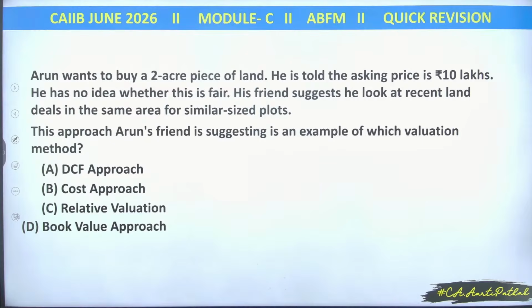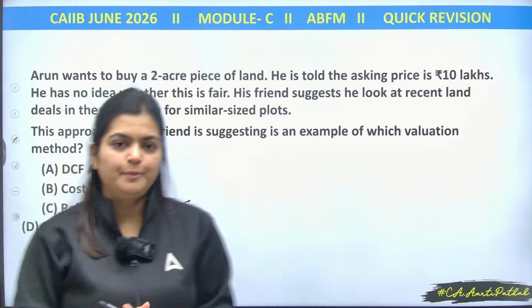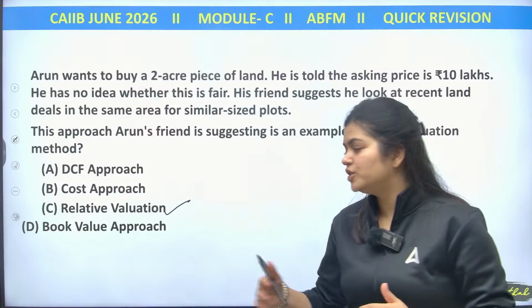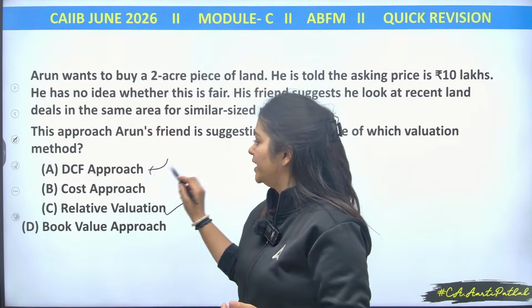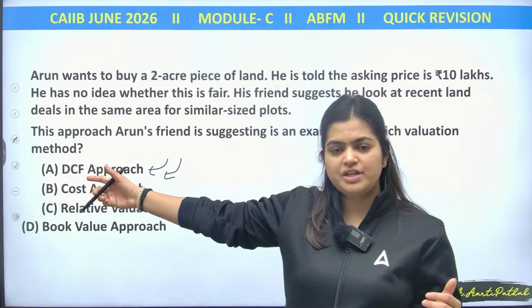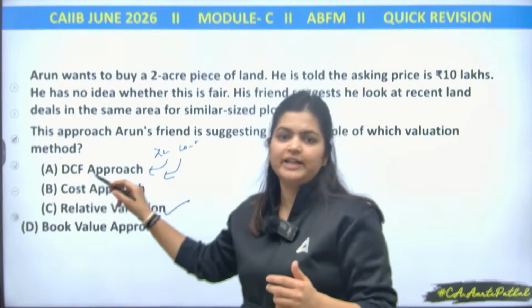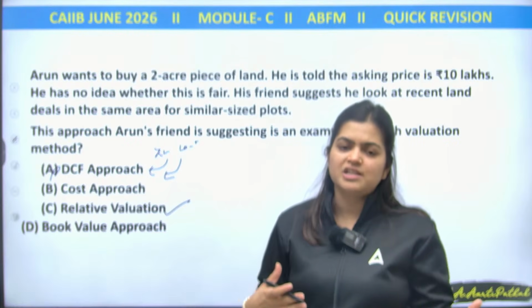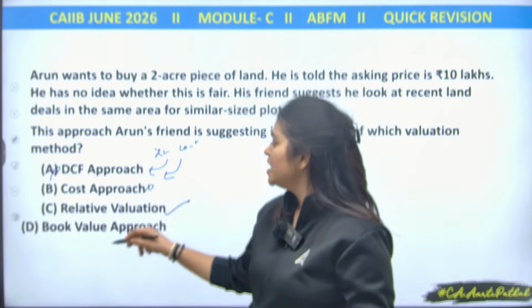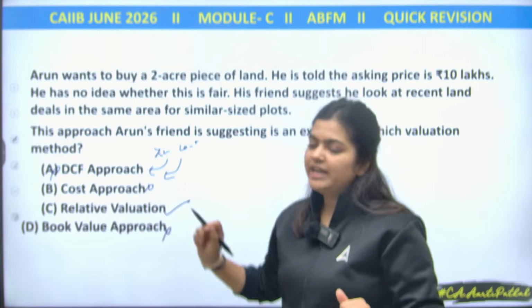Very easy one. Correct answer is C, that is relative valuation. When we talk about the DCF approach, it means you are going to estimate your future cash flows. Here you are going to estimate your future dividends and discount them. So the previous question, where we discussed zero growth or constant growth approaches, is what is covered under DCF approaches. Then the cost approach means you will be using your balance sheet, assets value, liabilities value. The book value approach is again similar to the cost approach. So the right answer is relative valuation.